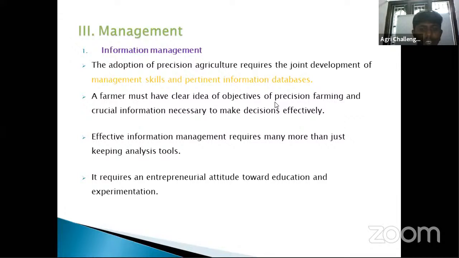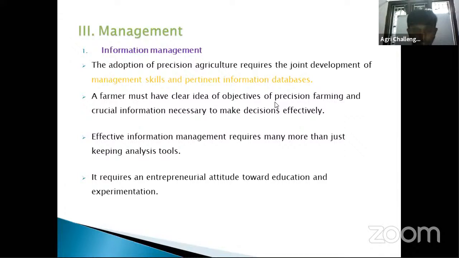It requires an entrepreneurial attitude towards education and experimentation. The farmer is not simply a farmer producing for himself or others, not subsistence farming. He must behave, he must act as a manager. It is a business entity and he is the manager.